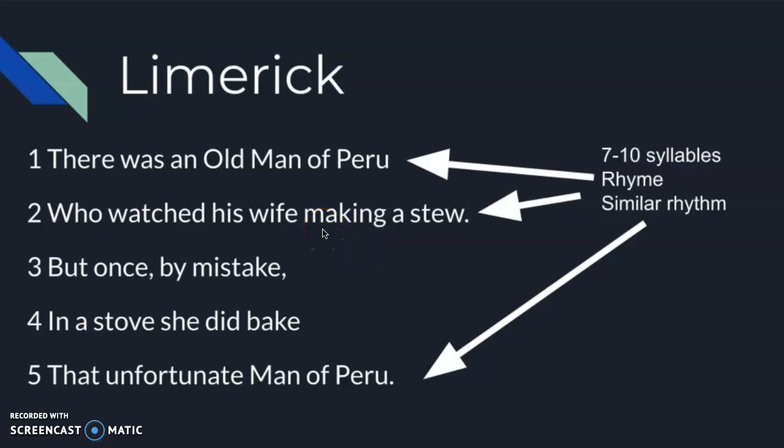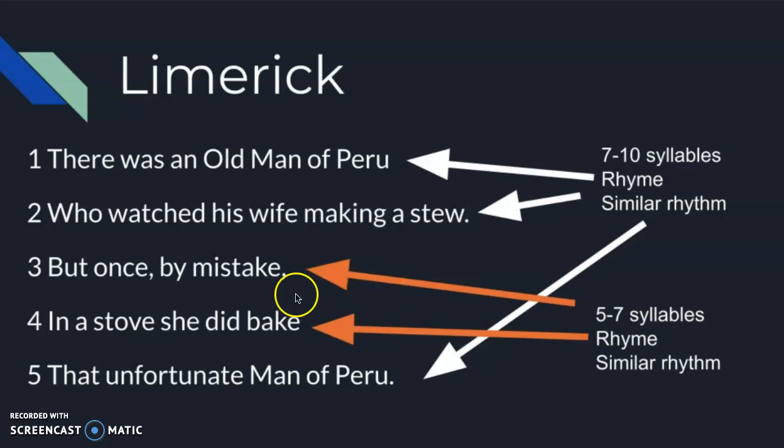There was an old man from Peru. How many syllables is that? From Peru. Looks like 8 syllables. Who watched his wife making a stew. 8 again. That unfortunate man of Peru. 9. So then lines 3 and 4 rhyme, mistake and bake, and they have but once by mistake, 5. In a stove she did bake, 6 syllables.